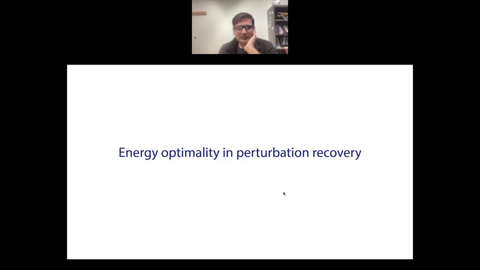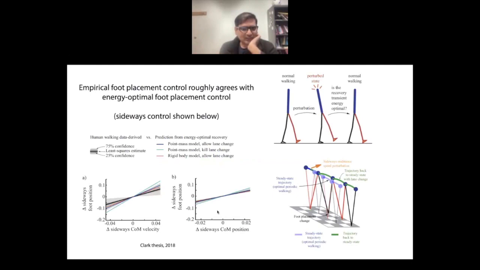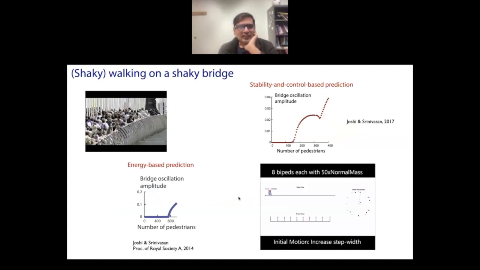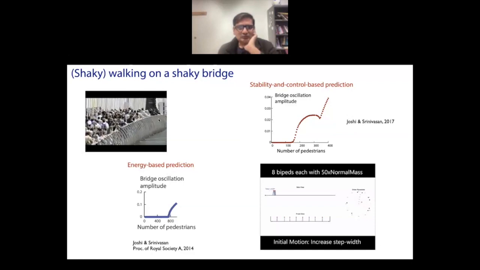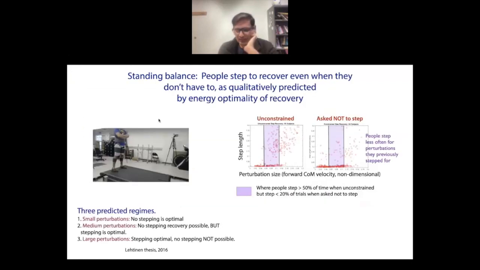We can show, it turns out, that that kind of foot placement-based recovery can be explained using energy optimality as well, at least approximately, where these gray bands are actual data, and the colored lines are model-based predictions based on energy optimality from a simple model. We can then apply these models to try to predict how people will synchronize potentially on walking on shaking bridges. We can predict how people might step versus not.